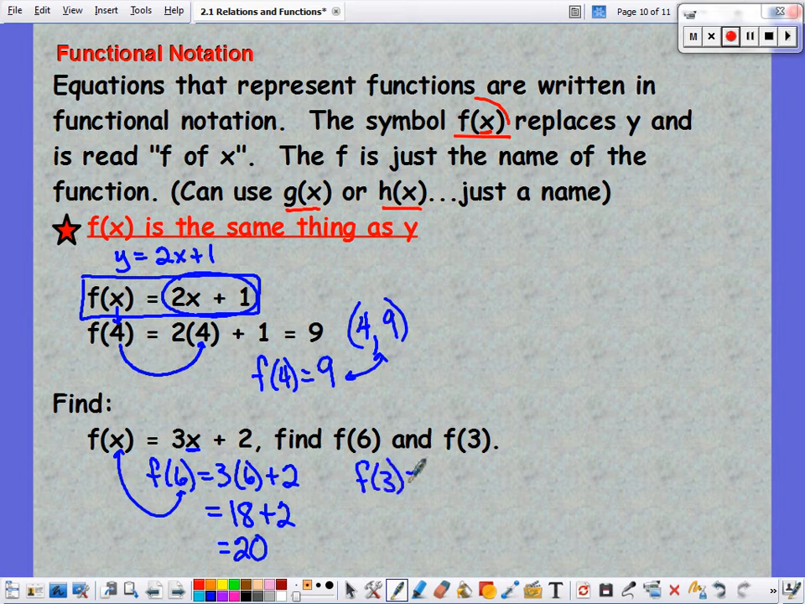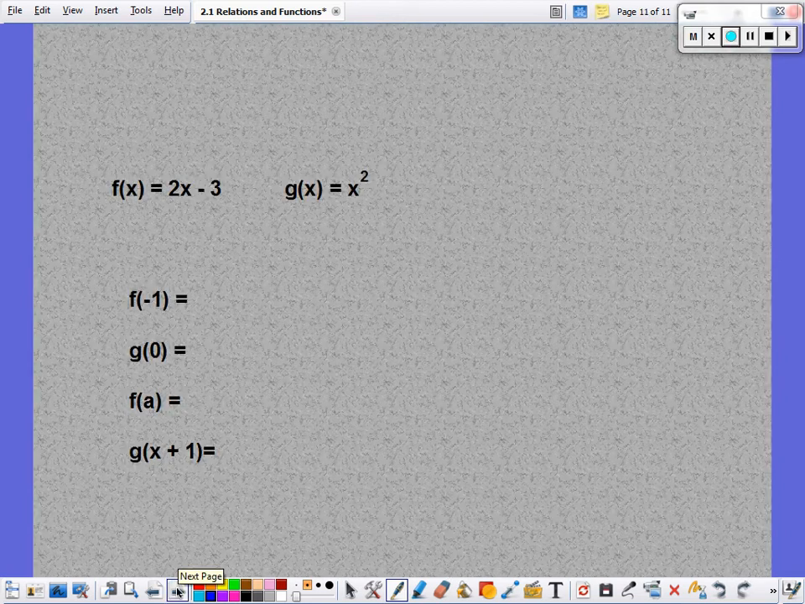So I'm using the same function, but I'm plugging in a different ingredient. I can use the blender to make a smoothie, or I can make a milkshake. So it's different ingredients. So I'm going to go ahead and plug in a 3, and it's now 3 times 3 plus 2. And so I get 9 plus 2, which is 11. So what's f of 3? That's 11.